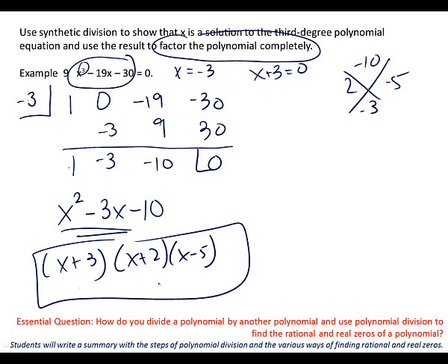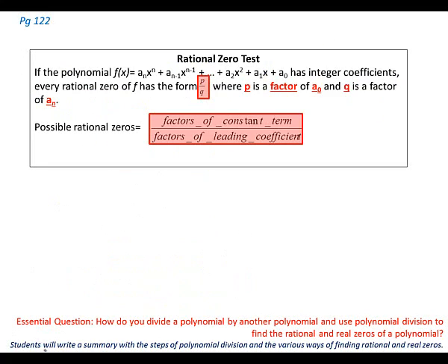Could I check this and make sure I was right? Yeah. I'd FOIL and multiply it out, and I should get back to the original. Okay, I'm not going to do that, but I could do that. Okay? Good. All right, write that down.